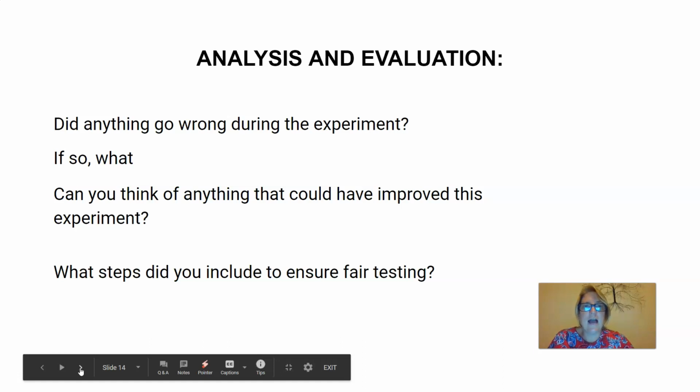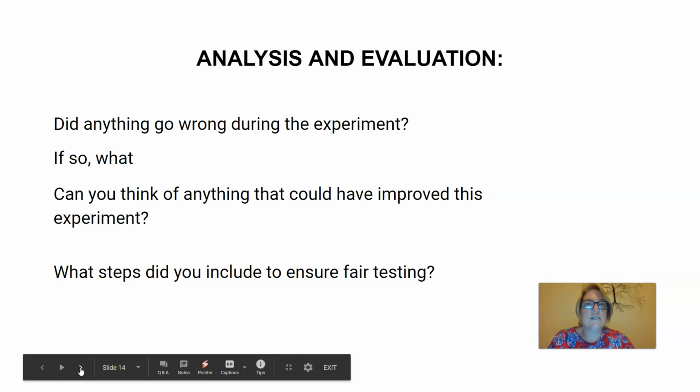Then you're going to have to analyze and evaluate your data. So did anything go wrong in the experiment? If so, what? And I think it's important that you record that. And then can you think of any improvements that you could make? So if you had the opportunity to redo this experiment, what improvements would you make? And what steps did you include to ensure fair testing? Remember, fair testing is to keep all the fixed variables the same.